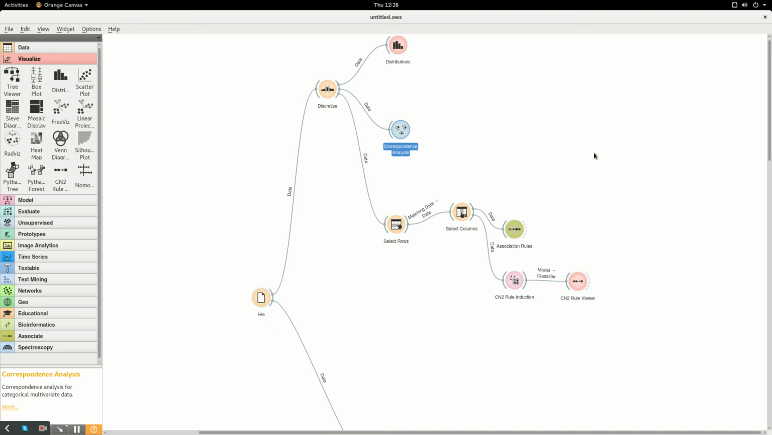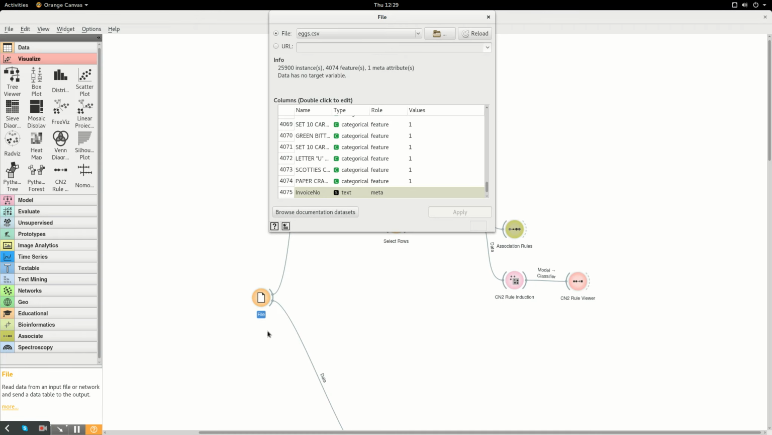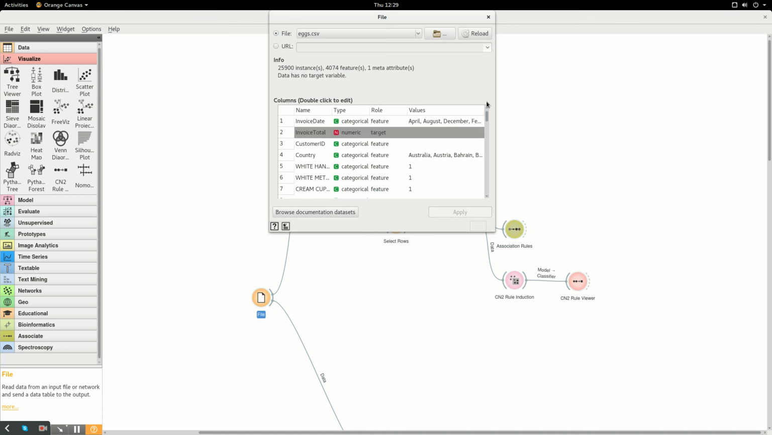In reality, this would all be code in production because of performance concerns. As a recap, quickly, we're first loading our data from our file, and we have the invoice date, which is basically the month. Then we have the invoice total, which is numeric, and that's our target, right? We would like to see how we can influence the invoice total. In reality, the higher that is, the better.